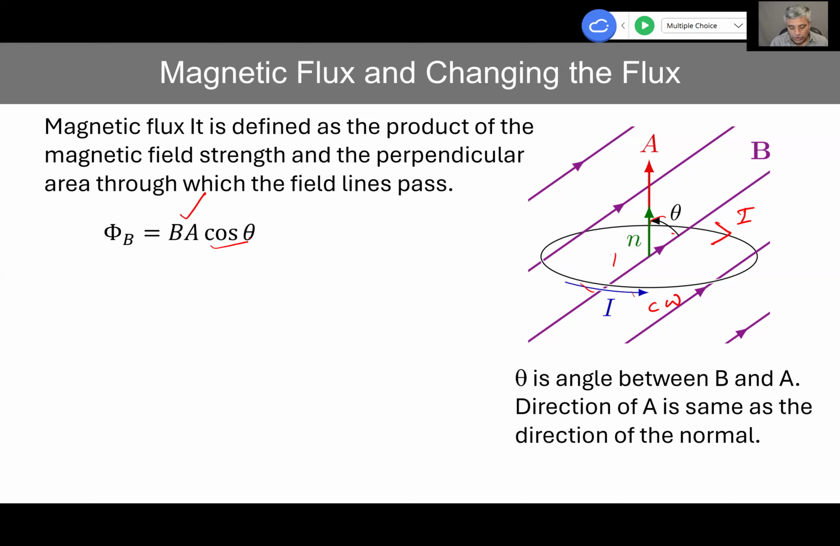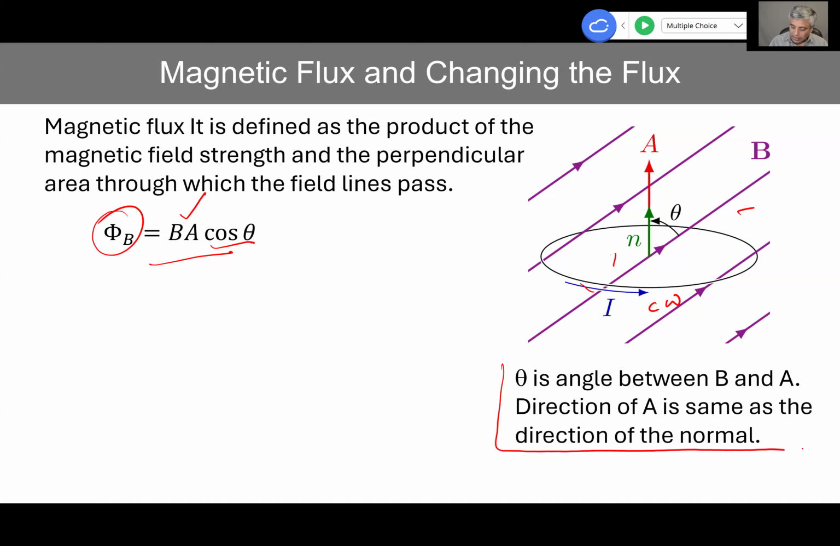Now this is cosine. We had sine theta for the force in the equation. Now for the flux, we have cosine. Flux is a scalar quantity, it turns out. So with that, this is how we define the flux.